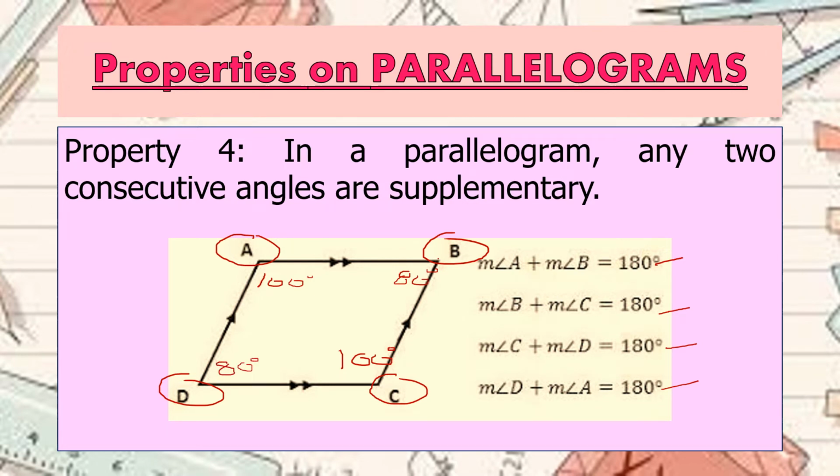Now, balikan natin yung ating third property. Sabi, opposite angles are congruent. So, nakita natin na congruent nga sila. We have 100 for A and C, and we have 80 for B and D. So, we can relate the properties 3 and 4 to each other. Supplementary kapag magkasunod, pero kapag magkatapat or opposite, they are congruent or having the same measurement.